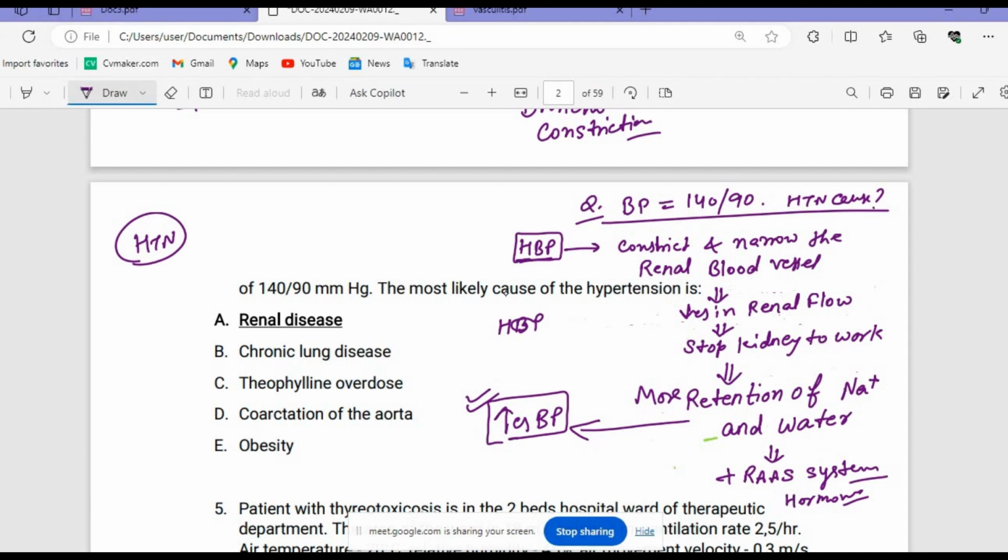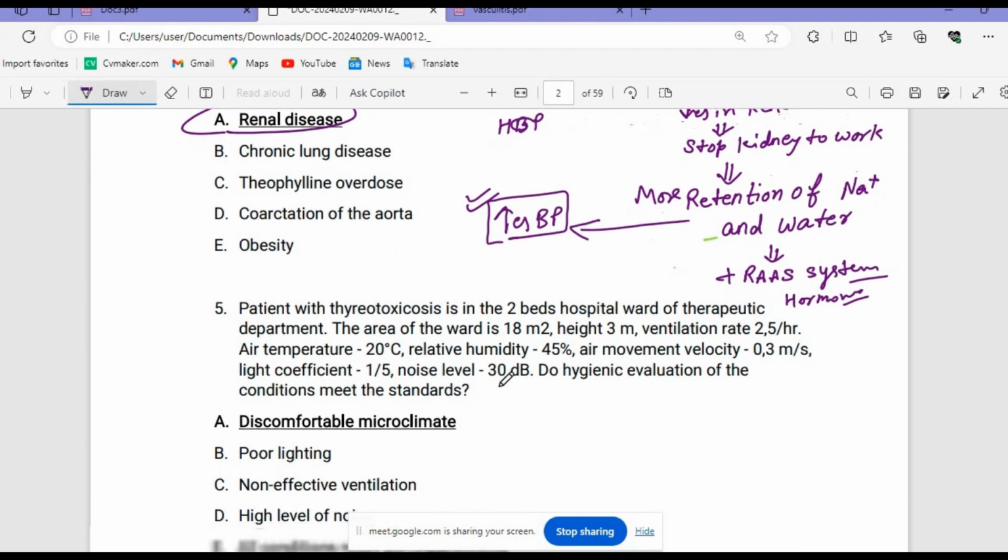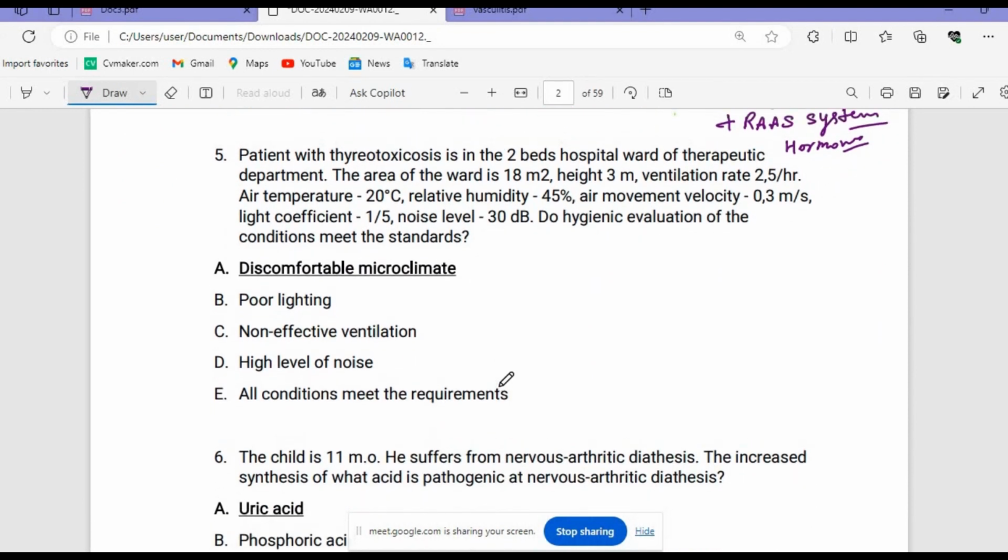Okay, then why can the answer not be the coarctation of aorta? Coarctation of aorta is a narrowing of the aorta, with a difference between the BP in the lower and upper extremities. It is a narrowing of the large blood vessels, so there will be two different types of BP. The BP in the lower or upper extremities will be different. That's why it is not possible. The correct answer here is renal disease. Again, this question is a little bit tricky. Now let's continue with question number 5.